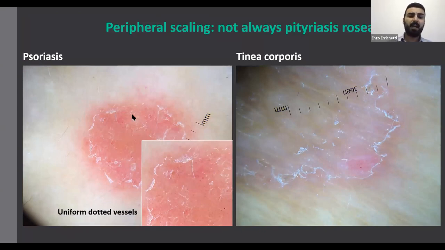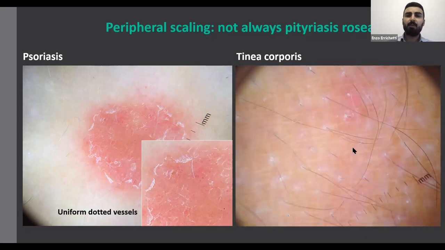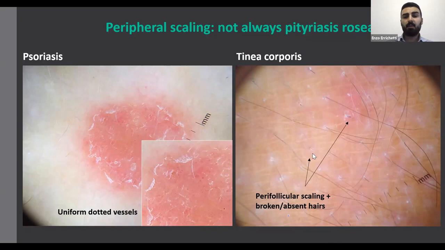In psoriasis, we also have uniform dotted vessels, which may help us distinguish psoriasis from pityriasis rosea. In tinea corporis, we have a peripheral scaling, but the peripheral collarette is more irregular. As you can see here, it is indented, and the free margin is inside, but also in the outer part of the lesion. And in tinea corporis, you may also see follicular findings, for example, peripheral scaling, and also broken or absent hairs, because the fungus has atrophied the follicle.